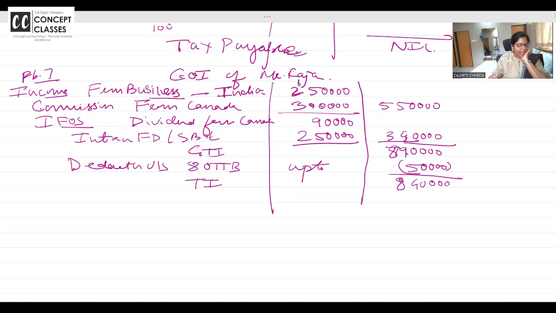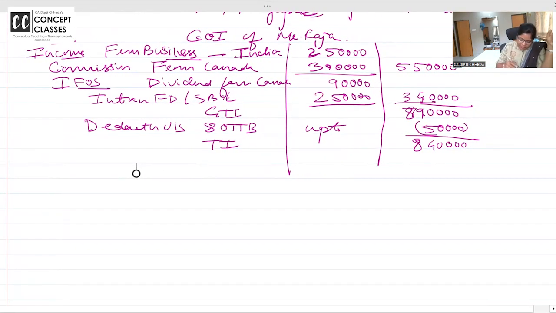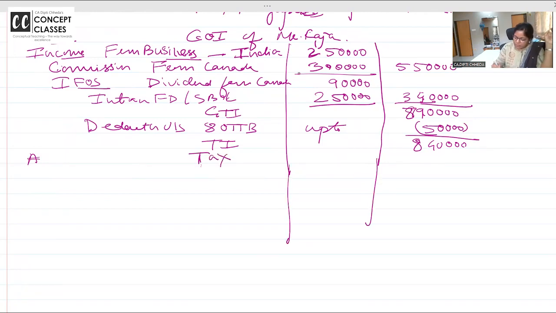Okay. Now, as we said, there is no DTA directly. So we have to give the relief. But for giving the relief, let us first calculate the tax. First, calculate the tax on 8,40,000. So we all know that up to 5 lakh, leave 5 lakh, then on that 20% plus 12,500, 80,500.